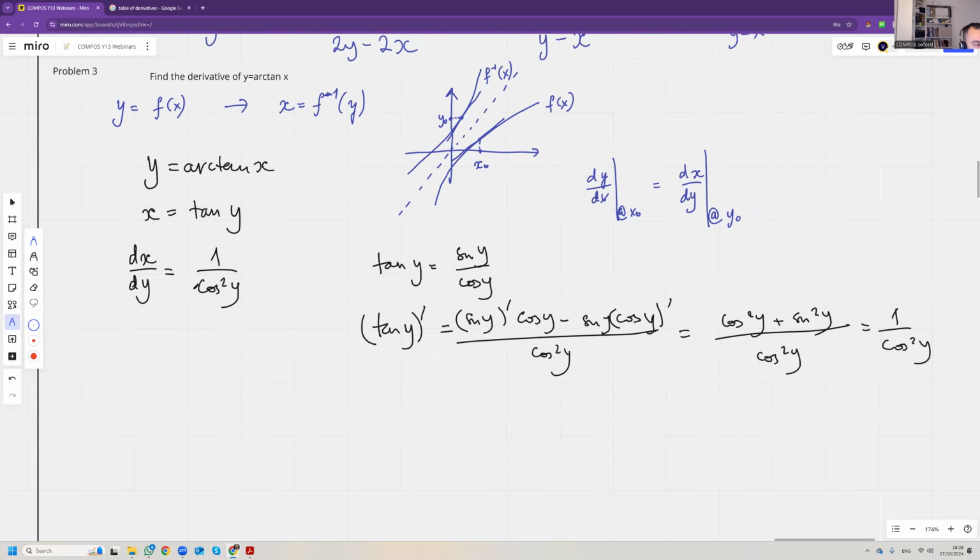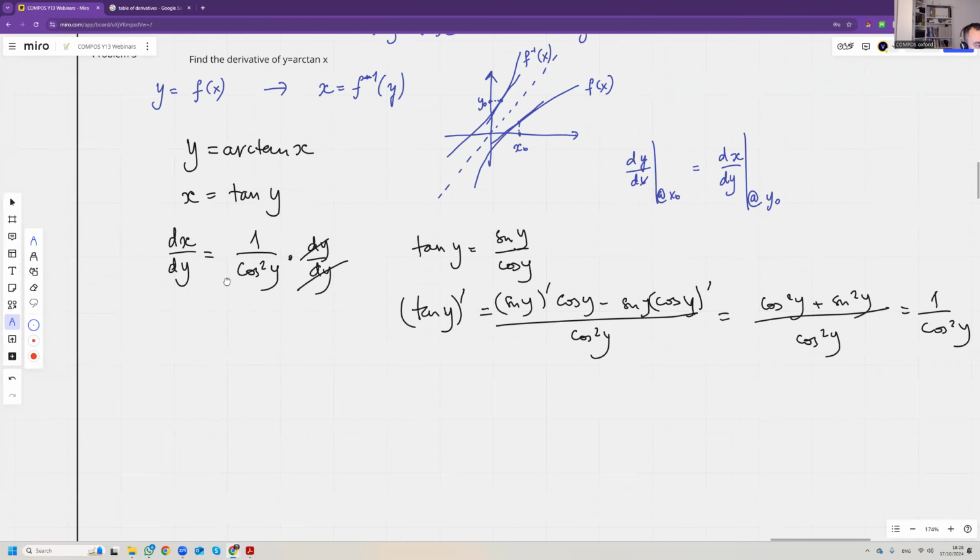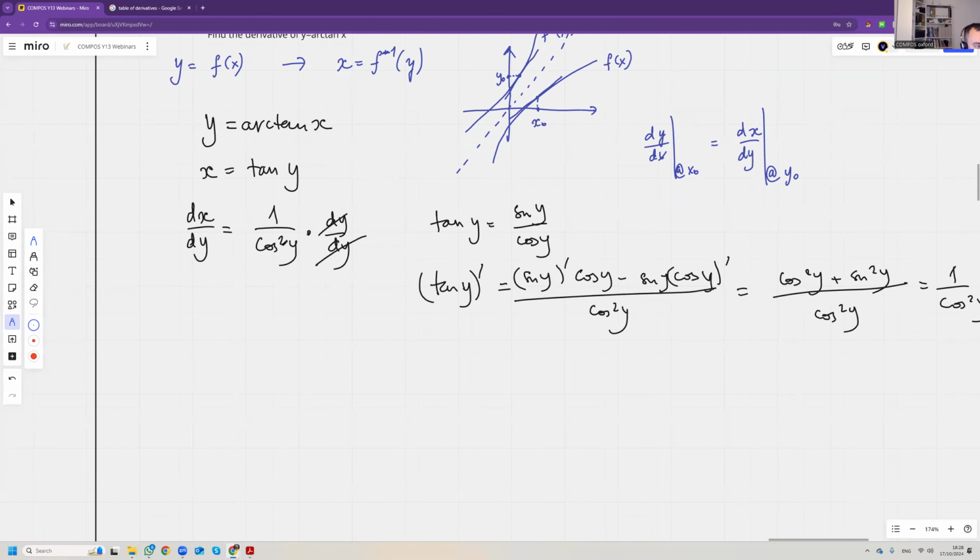Now, we don't need to use the chain rule here because we're differentiating x with respect to y. We're differentiating on y, so technically it would be dy dy, which is pointless. Okay, so that's good. So we can say that dy on dx is cos squared y.